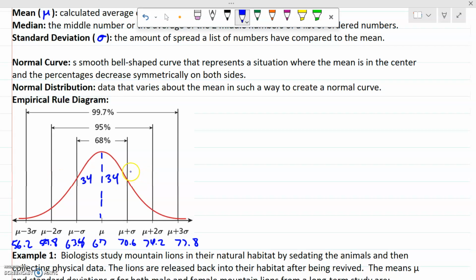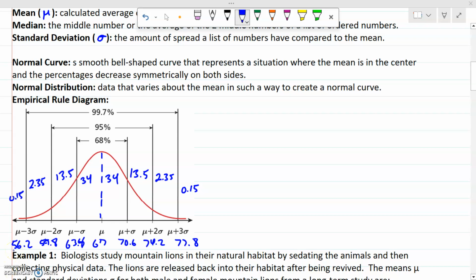These two sections out beyond this are both 13.5. The next layer, this section here, is 2.35%, and so is this one. And then the last chunks out at the very end are always 0.15 and 0.15. So this all adds up to be 100%. If you'll simply remember to do this, even on the EOC, it will help you greatly when you're answering the questions.